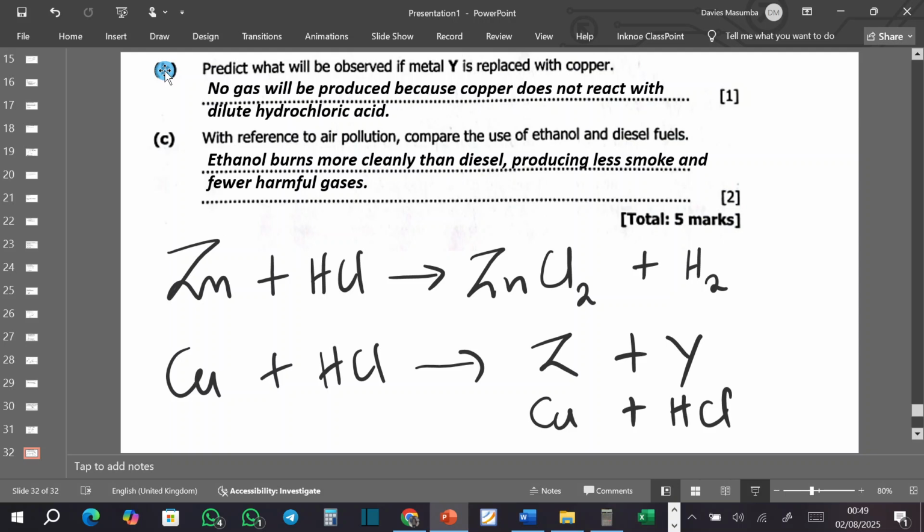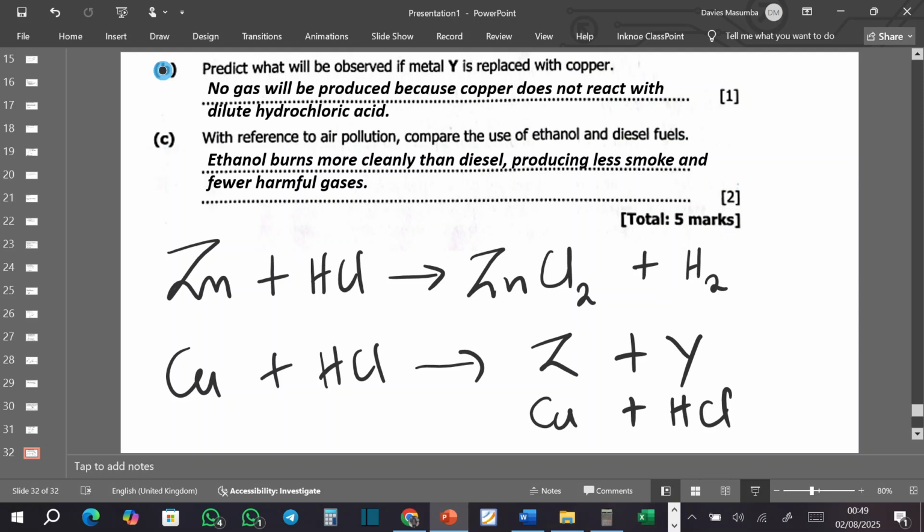They want you to apply the concept to say copper cannot displace hydrogen from this, but they can just get this, then put Z and Y and say identify them, and you'll be saying, that question was hard. No, it was not hard. So, predict what will be observed if metal Y is replaced with copper. No gas will be produced because copper does not react with dilute hydrochloric acid.